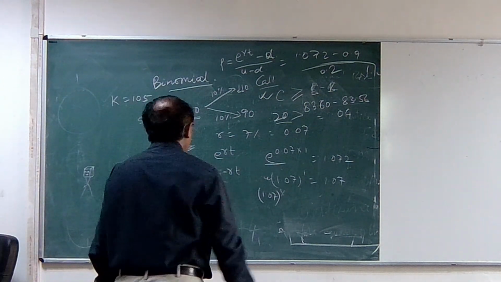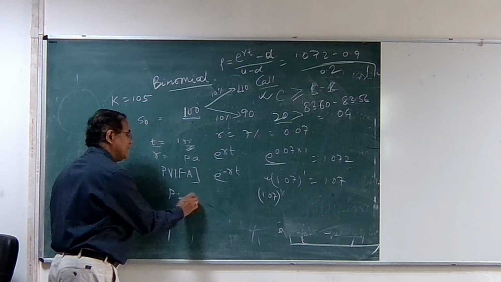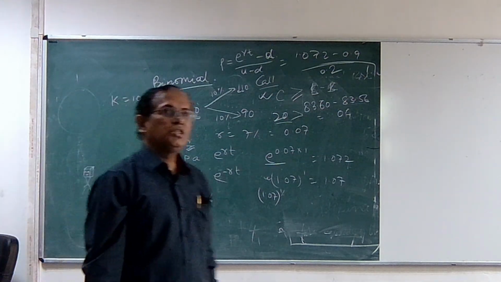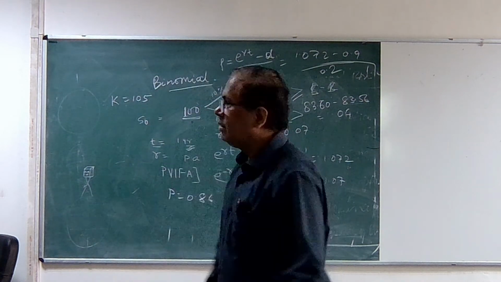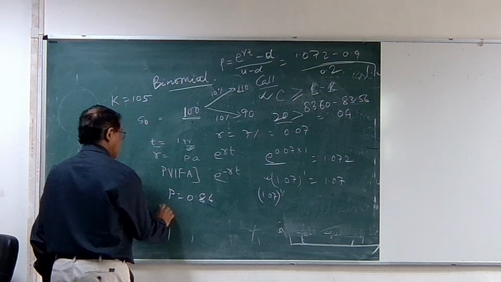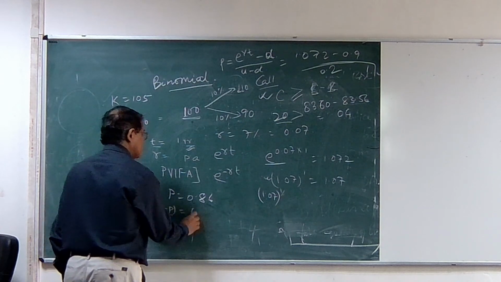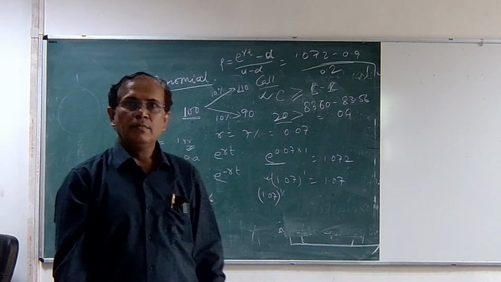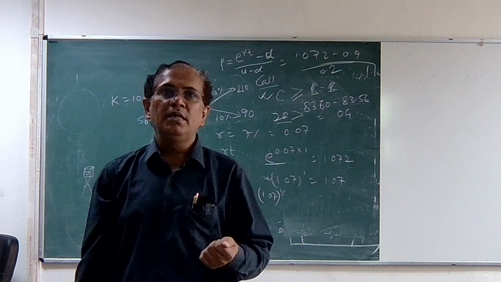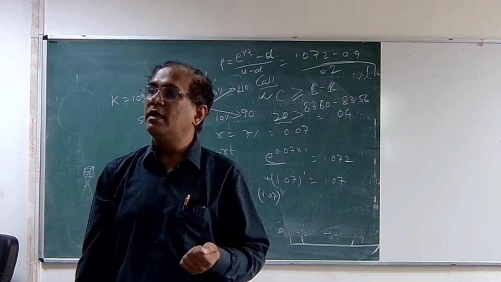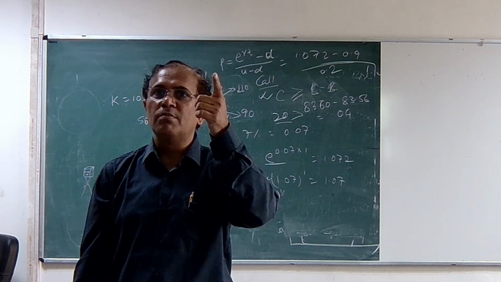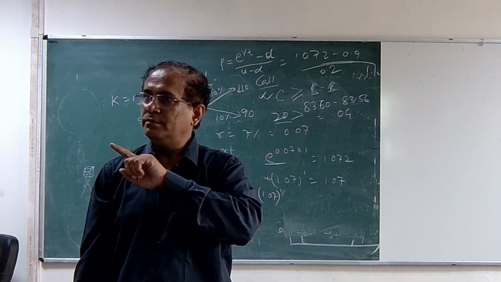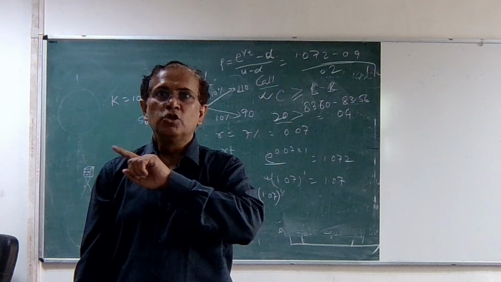0.86. So, P is now 0.86. P is considered normally as the probability to move up. So, 1 minus P will be the probability to move down because it is binomial. So, 1 minus this will be 0.14. It means that the probability the price will go up from 100 to 110, that is 10% up, is 86%, and the price will come down from 100 to 90 with only 14% probability. Is it clear? So, we got the probability.